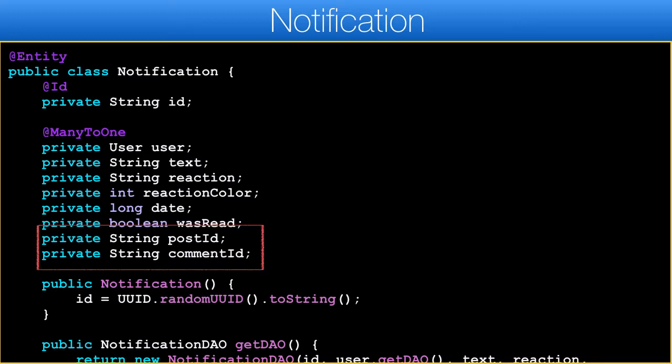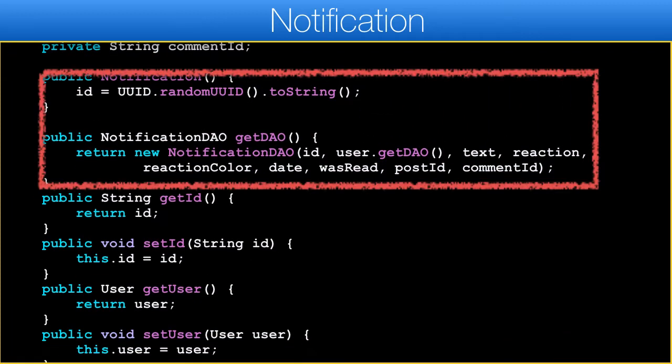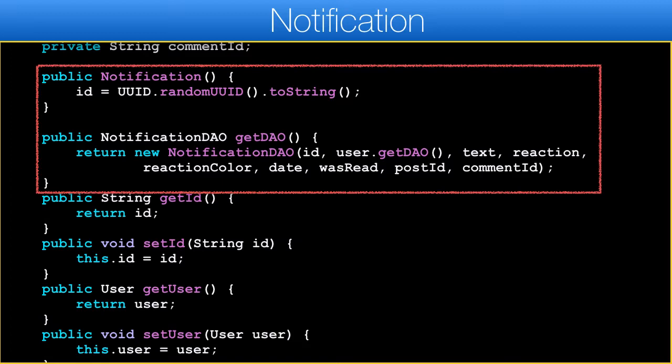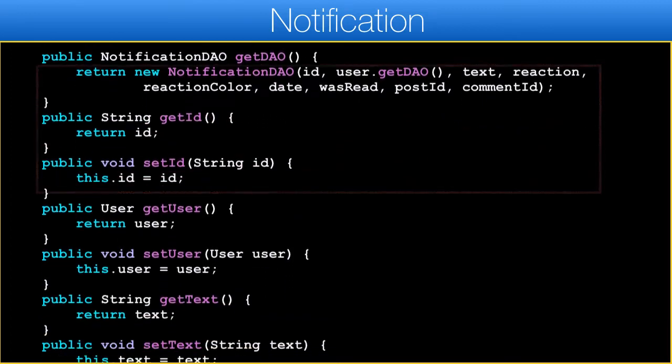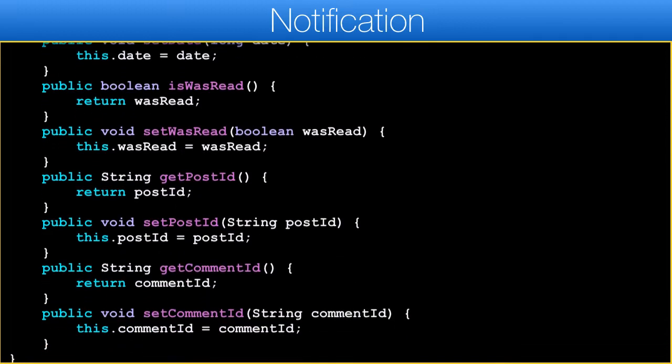Notification might relate to a post or a comment, so having its ID here might be useful to launch said post when the notification is clicked. The constructor and DAO match the conversion of the other classes. The rest is again getters and setters.